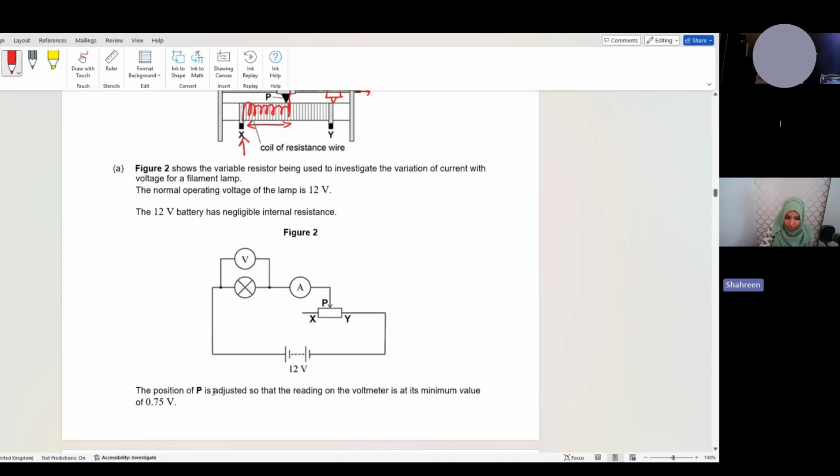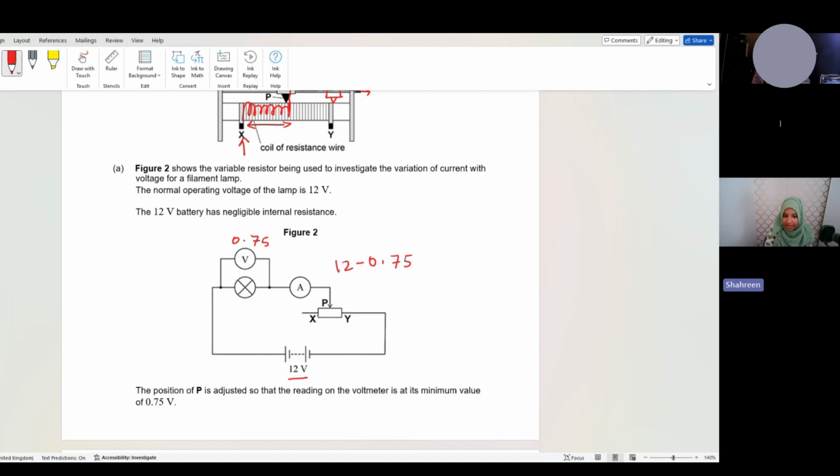Now, the position of P is adjusted so that the reading on the voltmeter is at its minimum value of 0.75 volts. So this voltmeter here is reading 0.75 volts, and the whole circuit is supplied with 12 volts. So how much do you think is going to the variable resistor? 11.25 volts. Very good. So 12 minus the 0.75 that's going to the bulb when it is the minimum. Essentially, the minimum is applied to this one, so the maximum is going to the variable resistor. The minimum is going here.